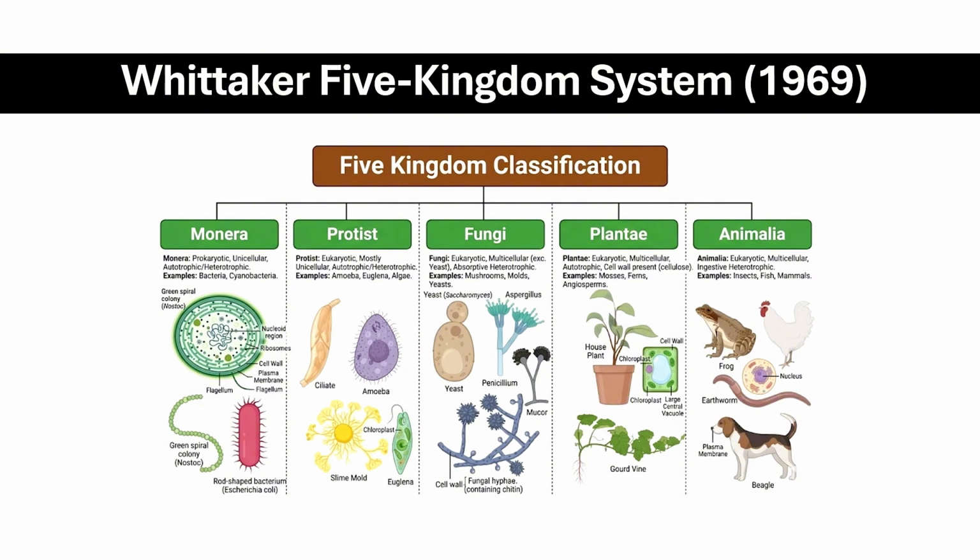So to make our drawers of life more accurate, scientist Robert Whittaker proposed a new system in 1969. Instead of just looking at whether something moved, he looked at two things: cell structure, that is, whether there is a nucleus or no nucleus, and secondly, mode of nutrition, that is, how it gets its food.